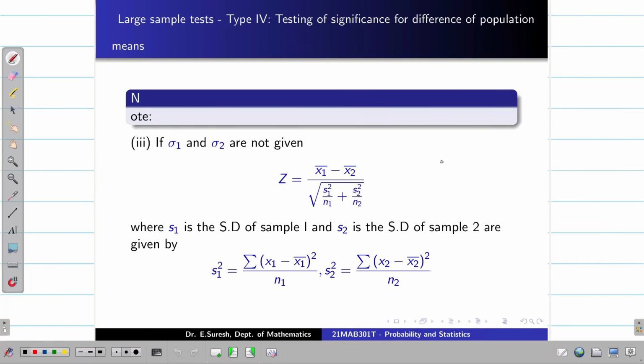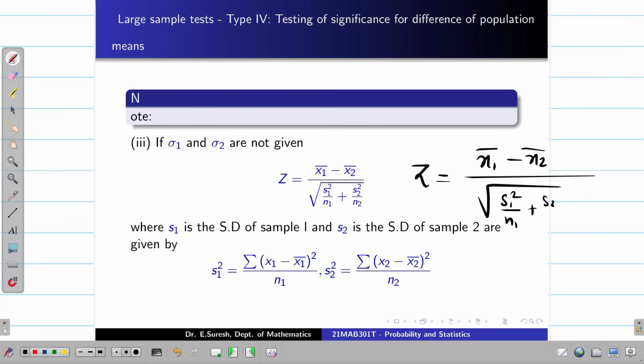As I said, if sigma is not given, then obviously in the problem they will give the standard deviation of the samples. Use this and we can write the formula as x1 bar minus x2 bar divided by the square root of S1 square by n1 plus S2 square by n2.